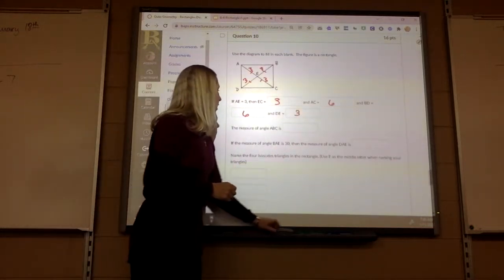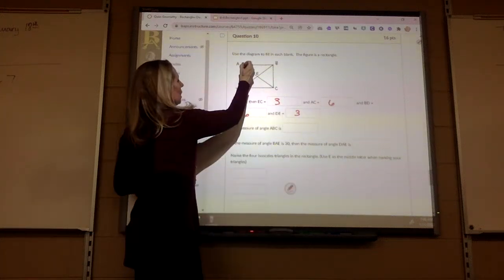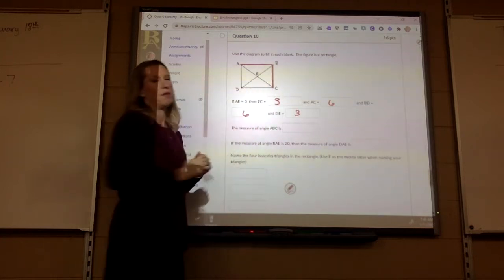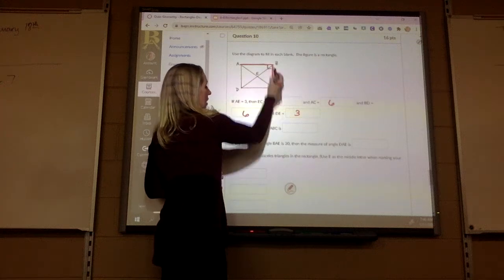Okay. The measure of angle ABC. What is the measure of angle ABC? What would that angle be right there? On any rectangle, that angle is 90.